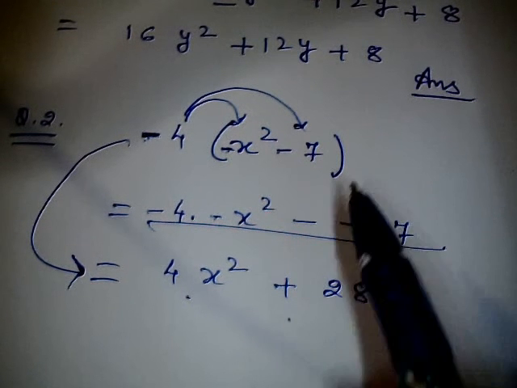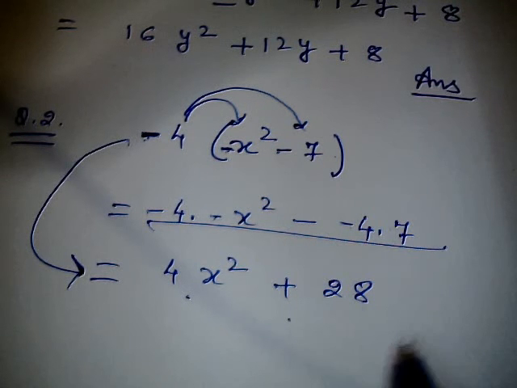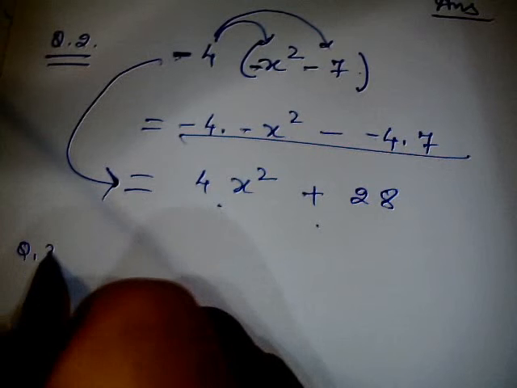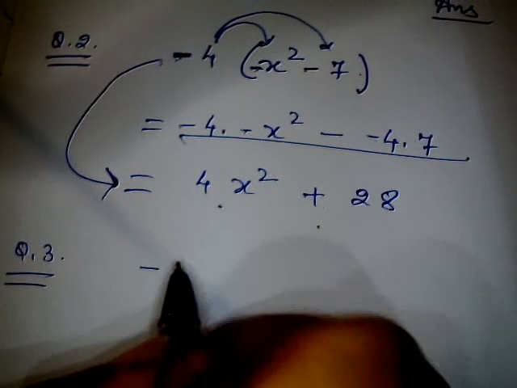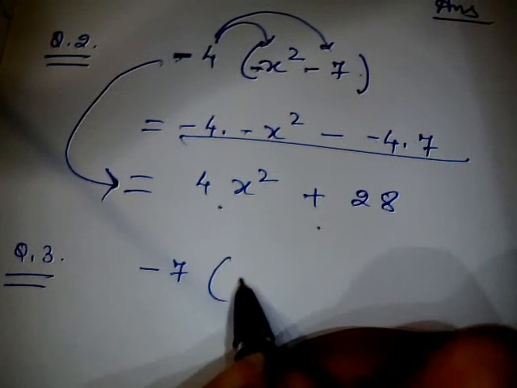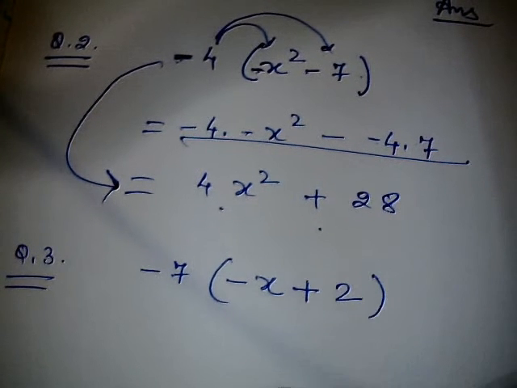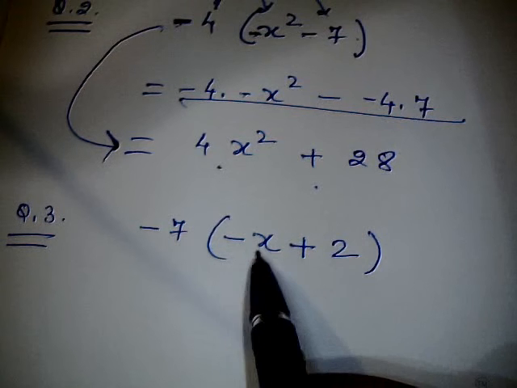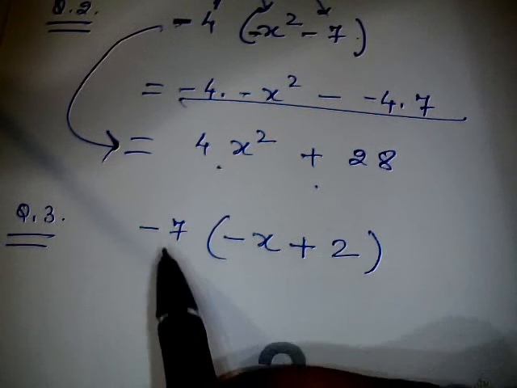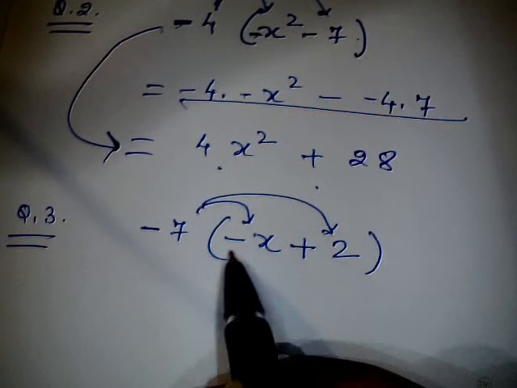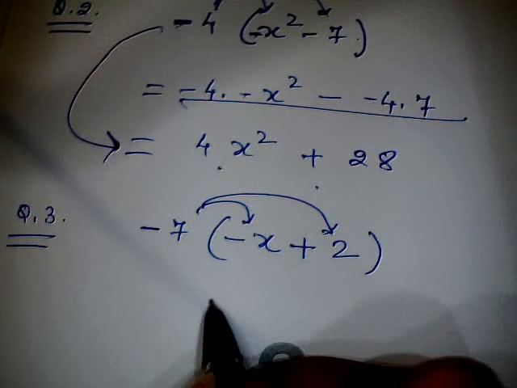I'll do one more question, question number 3, to make you understand. Negative 7, and I am opening over here negative x plus 2. Okay, now here you can see one term is negative and one is positive. So when you are opening with the negative, the first is negative, that is going to become positive, so 7 times x. Okay, and the one which is positive will become negative, so 7 times 2.